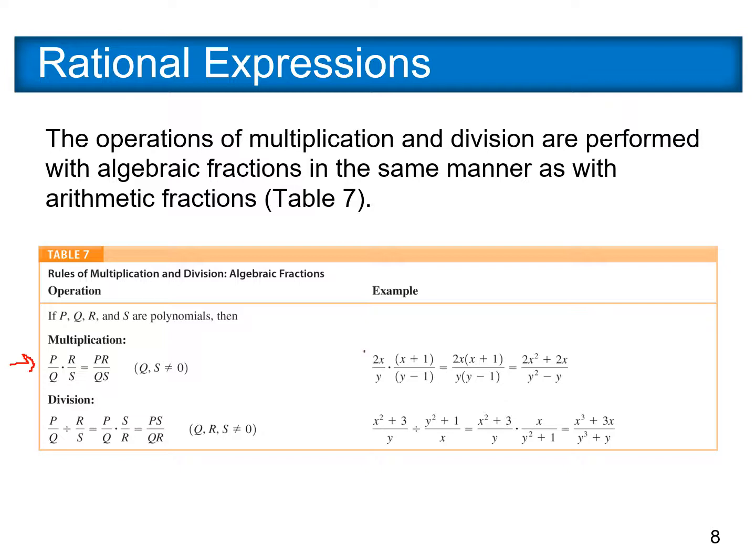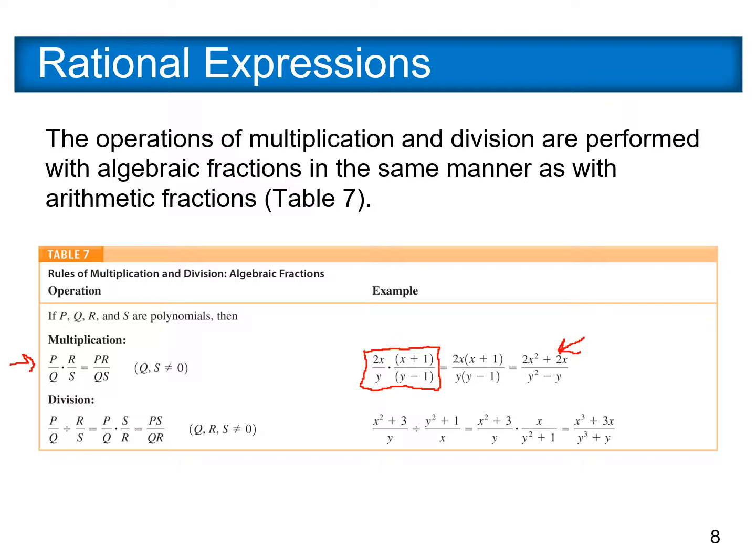So for example, here I have 2x divided by y, and x plus 1 divided by y minus 1. All I have to do is multiply one by the other, and I end up with 2x multiplied by x plus 1, divided by y multiplied by y minus 1, which ends up as 2x squared plus 2x divided by y squared minus y, like you see in this expression over here.